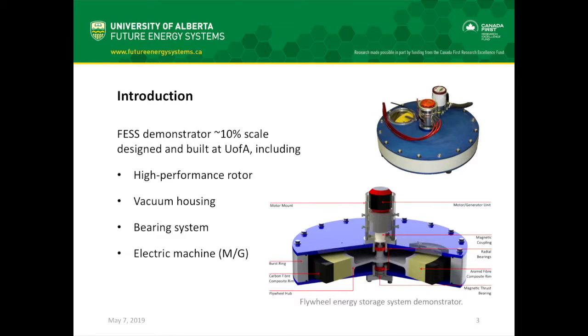This is a flywheel. What does a flywheel do? It stores energy. It uses electrical energy and stores it in the form of mechanical kinetic energy. Kinetic energy is the energy of motion, and in this case, the spinning mass is this rotor, which stores energy in the form of kinetic energy.